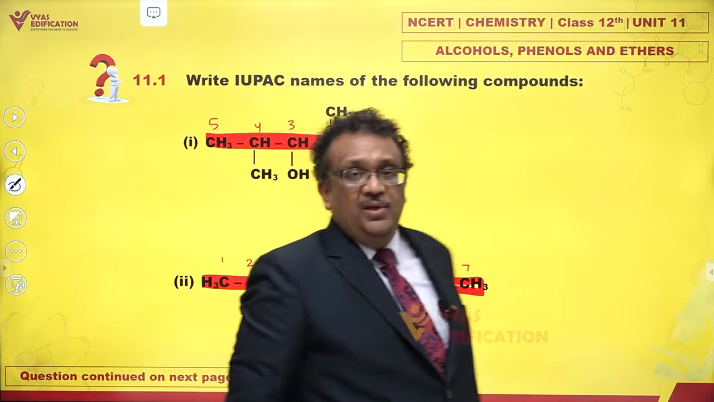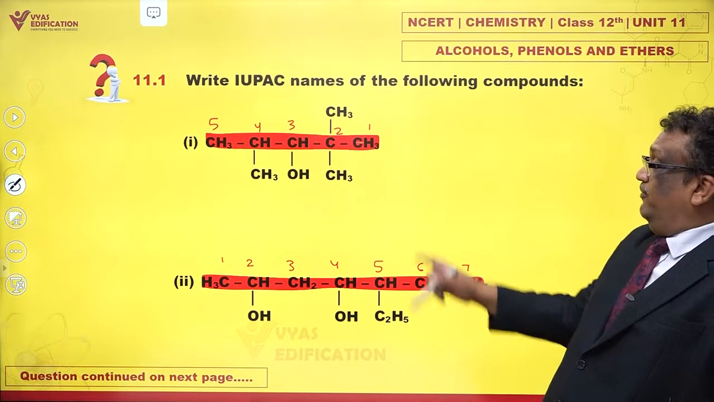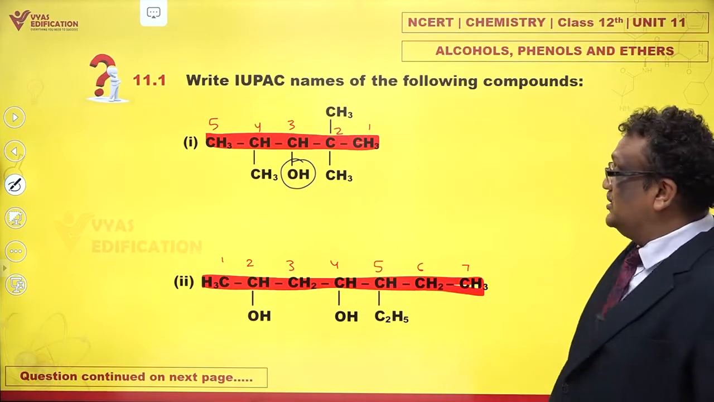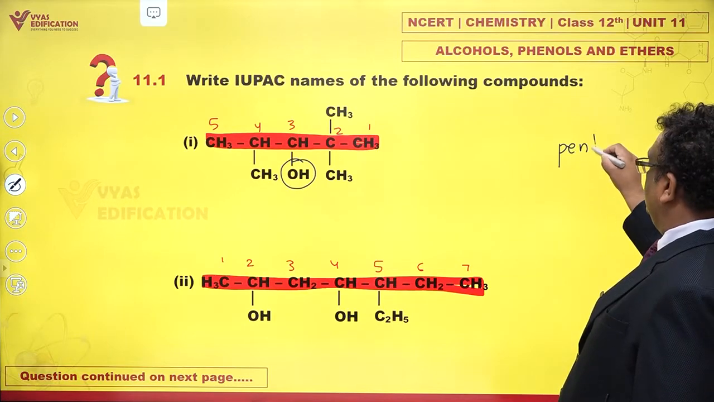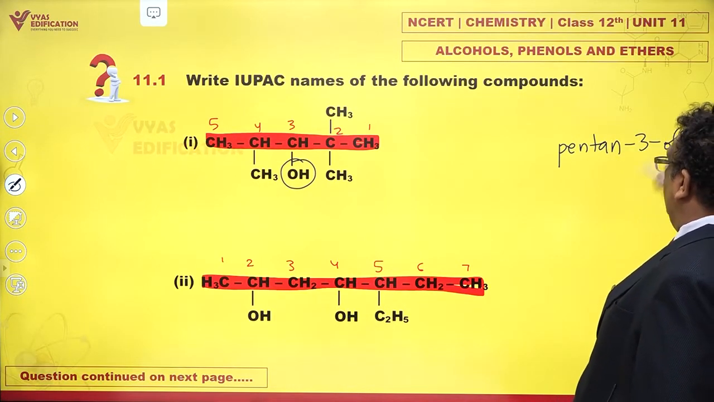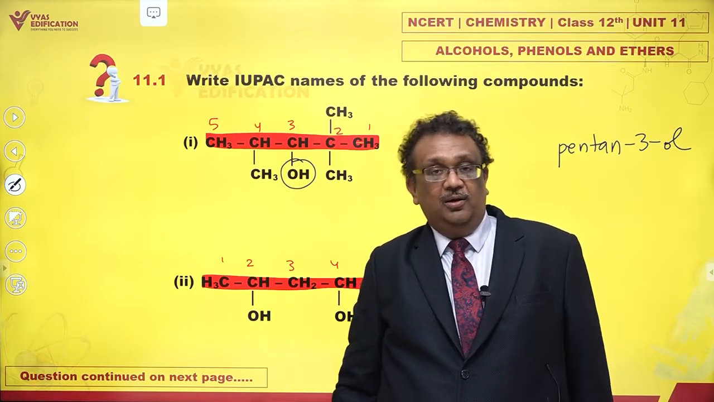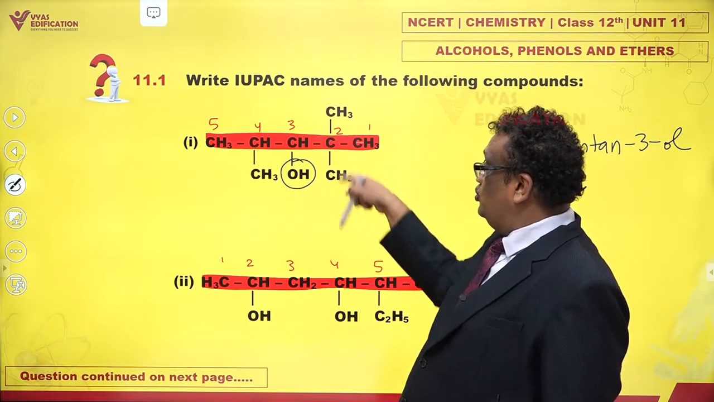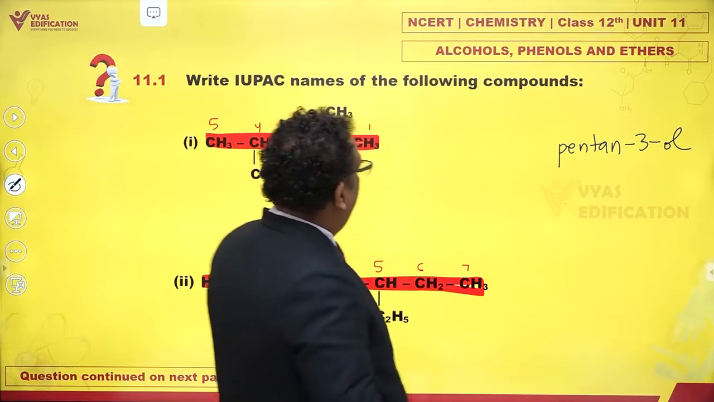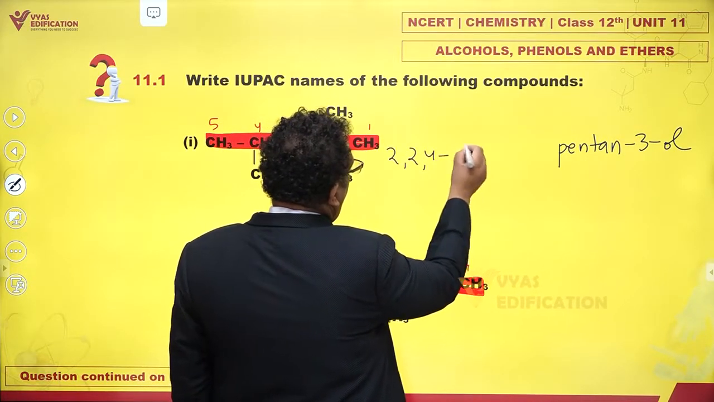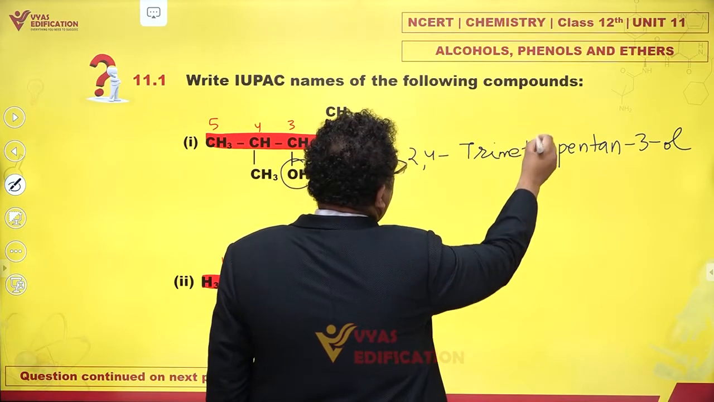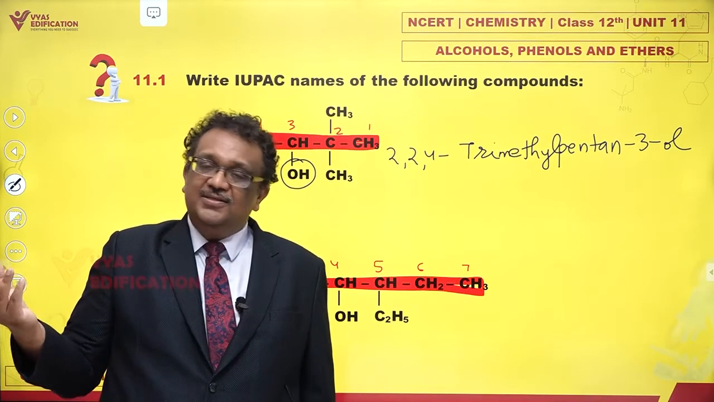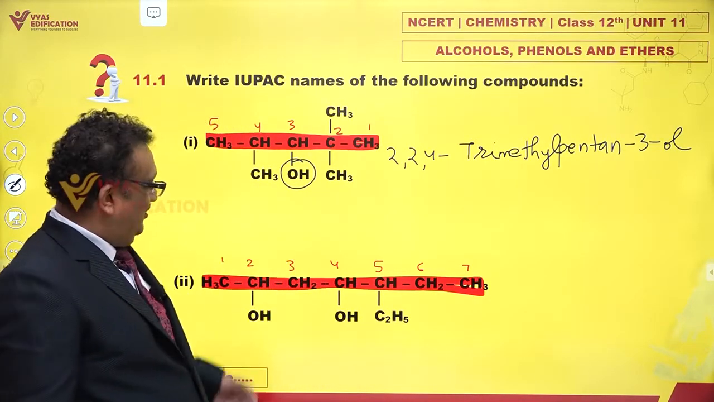And how do we write the name? That's simple. Word root would be pentane. Suffix will be, because of OH, ol. So this is pentan-3-ol, or this is 3-pentanol. Fine. Anything else? Yes, there is 2,2,4 trimethyl. This is 2,2,4-trimethylpentan-3-ol. Is that all? Yeah, that's all. What about the second one?